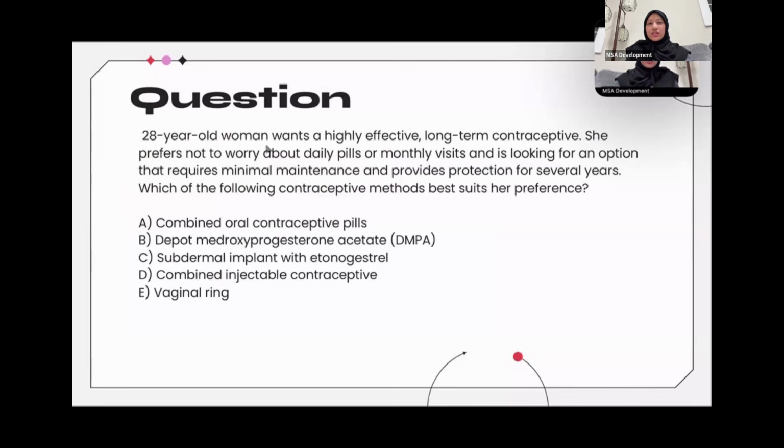Long-term contraceptive. They want a highly effective long-term method, so over months. She does not want to worry about pills or monthly visits, and which of these best suits her? So we said LARC, right? Remember that all the time. That is the first line. If there's no contraindication, nothing in the uterus, we will go with the implant. We said that is the most effective at the top of the chart.